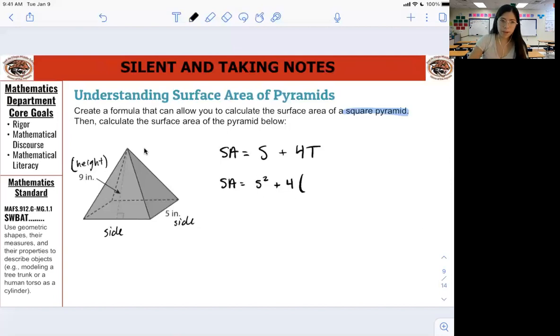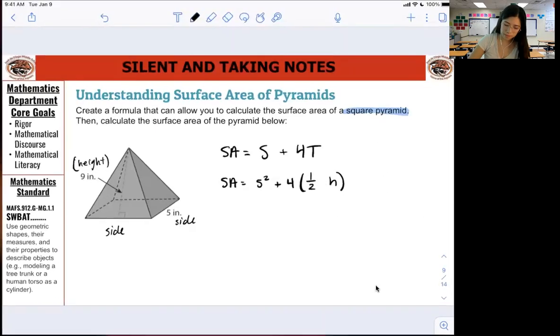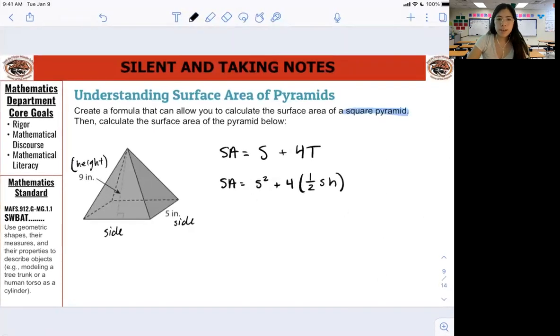Good. 9 times 5 over 2. Or you can write it as 1/2 times 9, or 1/2 base times height. Well, the base is the same as S, right? The base is this, it's 5. So I'm just going to replace that with an S. And now let's see if we can combine anything. What would be 4 times 1/2? 2.